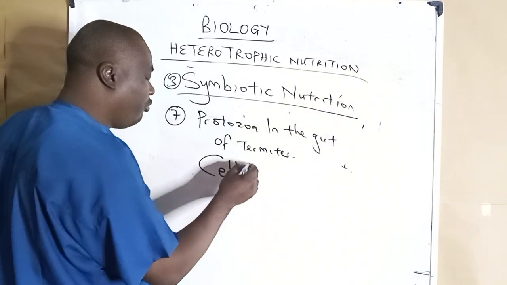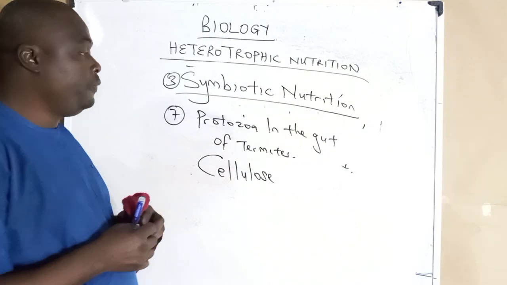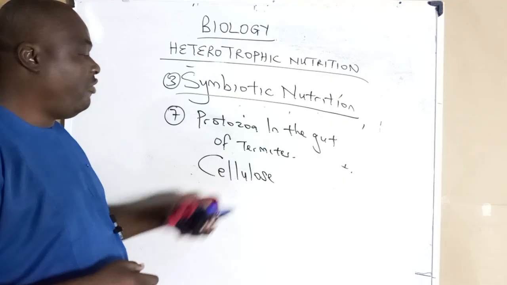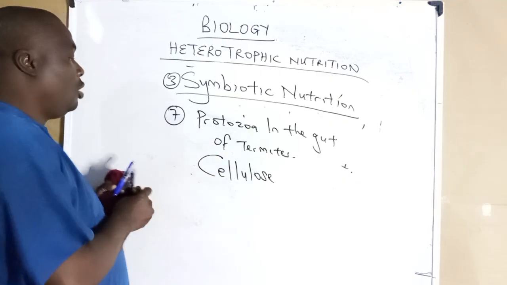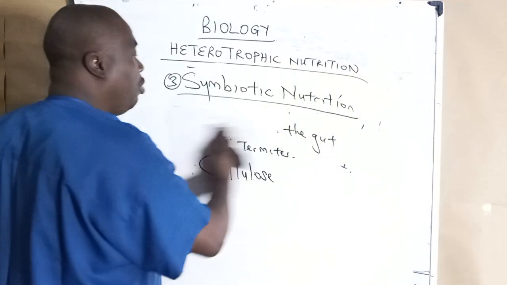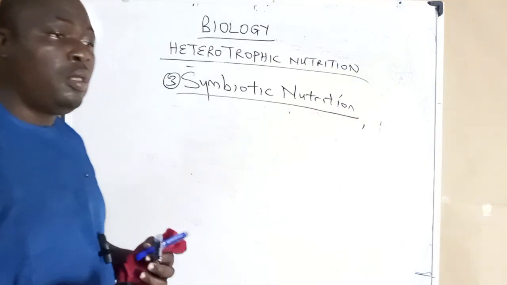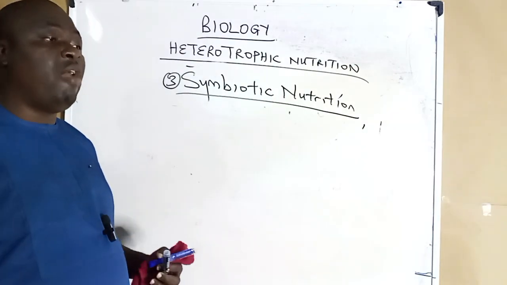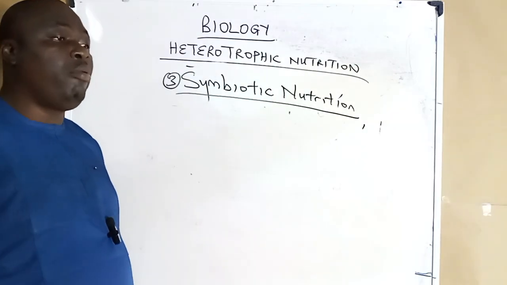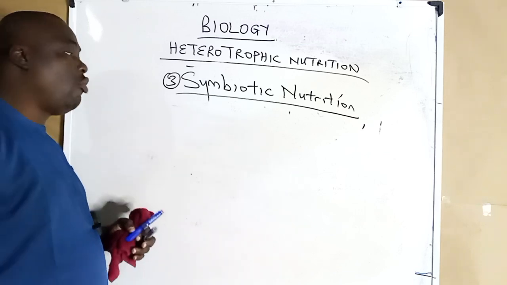Termites can't digest cellulose, which is a component of their food, so protozoa in their gut help them to digest it, while the protozoa in turn get shelter from the termites. So these are all examples of symbiotic nutrition: lichen, rhizobium, the root nodules of leguminous plants, mycorrhiza, sea anemone, hermit crab, bacteria in the cecum of herbivores, and protozoa in the gut of termites.